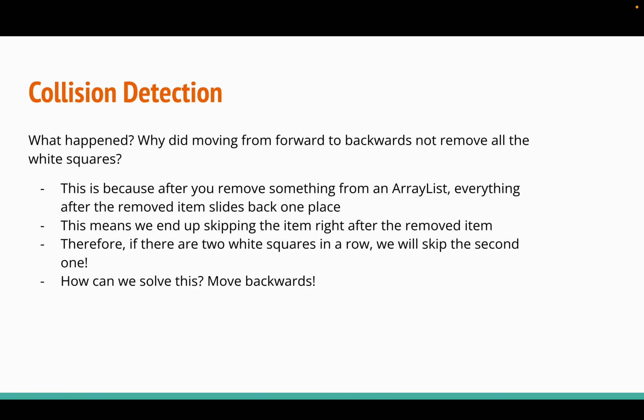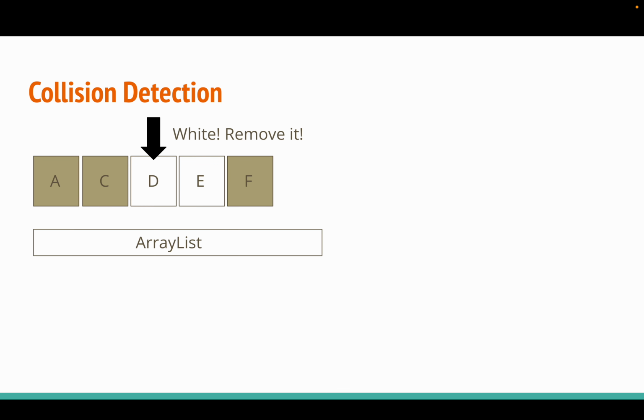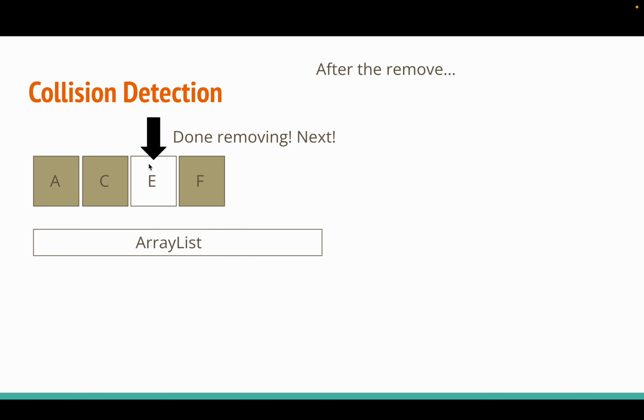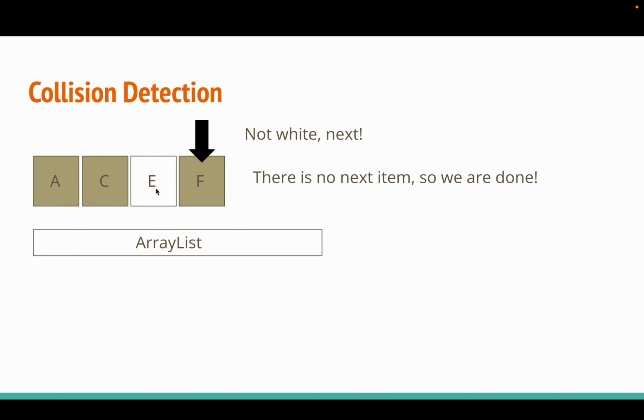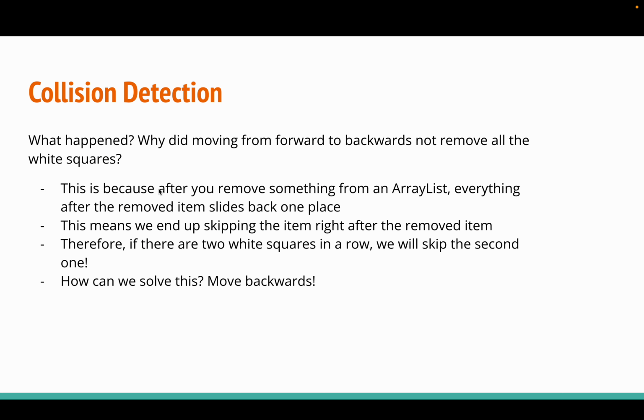Why did moving from forward to backwards not remove all the white squares? Well, this is because after you remove something from an array list, everything after the removed item shifts back one place. That means we end up skipping the item right after the removed item. So here, you notice how we remove this, and then automatically we're on the next one, but we don't think we've moved forward yet, so we move forward again. That way, we're skipping this one. So if there are two white squares in a row, then we're going to skip the second one.